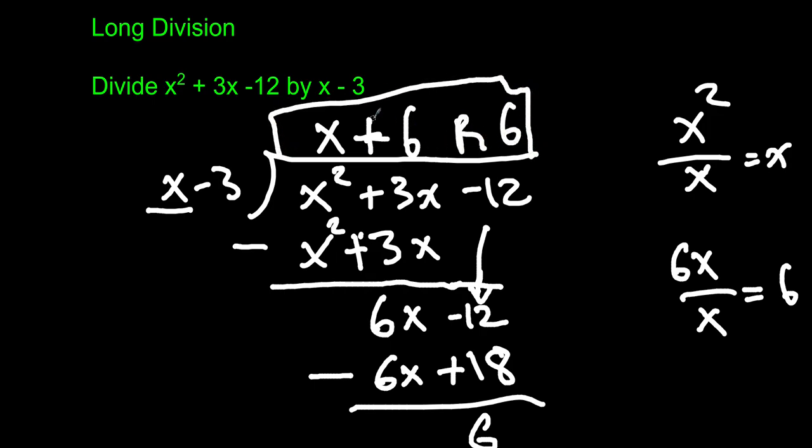So this is your answer. When you divide x squared plus 3x minus 12 by the linear factor x minus 3, you get x plus 6 with a remainder of 6.